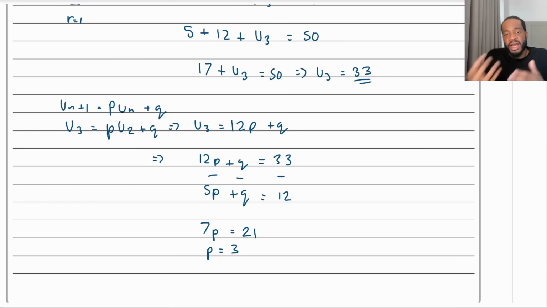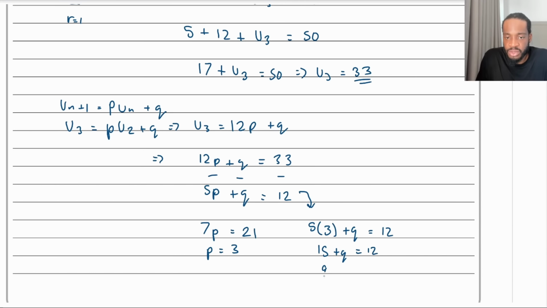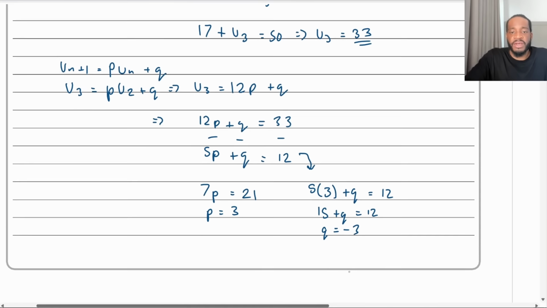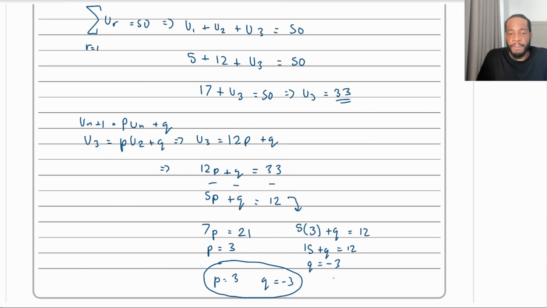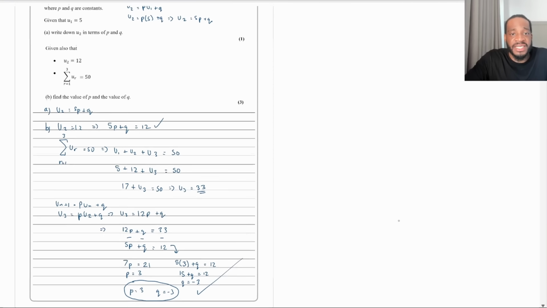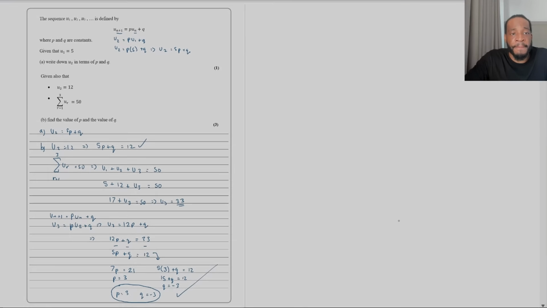Now that I've got p, I can just plug it into either one of these equations to find out what q is. I'll plug it into the second one. So doing it there, I'm going to have 5 lots of p, which is 3, plus q is equal to 12. So what do I have? I've got 15 plus q is equal to 12. What do I add on to 15 to make 12? It has to be negative, minus 3, isn't it? Q is going to equal minus 3. Okay. So that is our answer. So p equals 3 and q equals minus 3. These are the values of p and q. And that's it. That will give you the marks for this question.